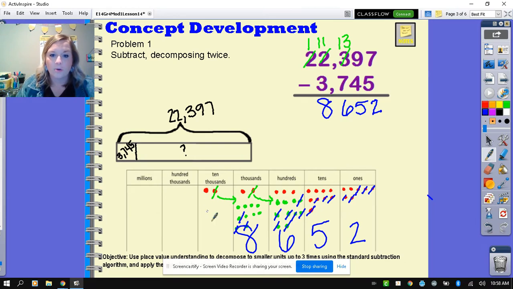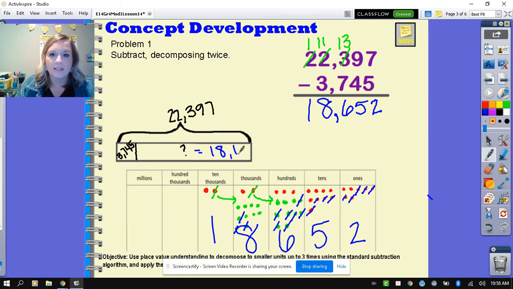And now I have 1 with nothing to take away. So that gives me 1. So I'm going to line up my comma, and my new answer is 18,652. So that would be my question mark.